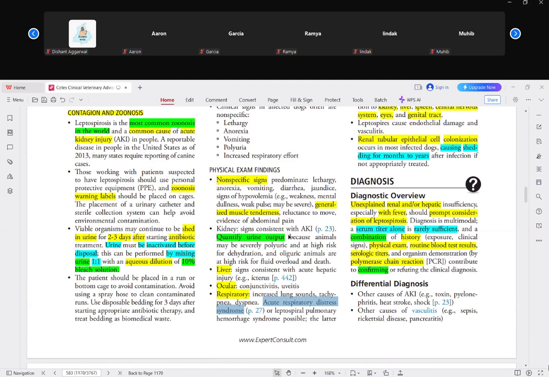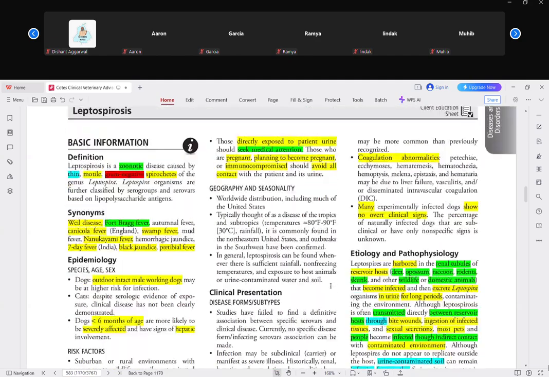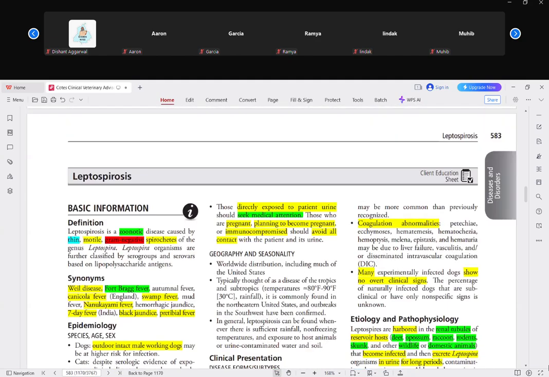Acute kidney injury, acute hepatitis, ocular injury, acute respiratory distress, pulmonary hemorrhage syndrome. That's very much common. Acute leptospiral pulmonary hemorrhage. Along with that, also remember Leptospira will cause thrombocytopenia in animals. That thrombocytopenia is going to cause petechial hemorrhages, ecchymosis, hematochezia. Just remember this thrombocytopenia thing, which can also lead to DIC.